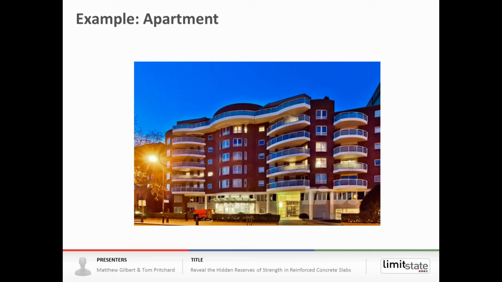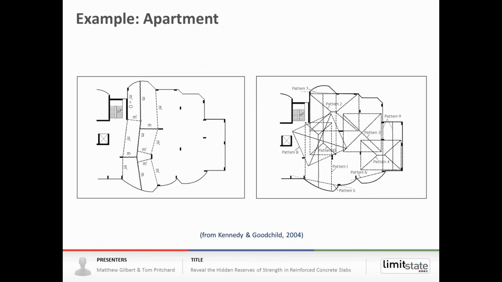Moving on to a more practical example, this is an apartment block in London, and the slab for this apartment block was actually designed using the yield line method, and it was documented in a design guide put forward by the Concrete Centre 10-12 years ago. What they did in their design guide is document the yield line mechanisms that they needed to consider during the design of this slab.